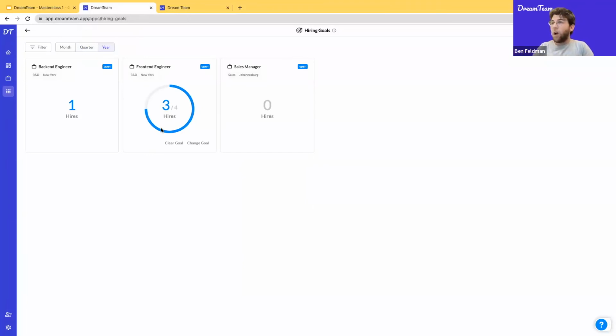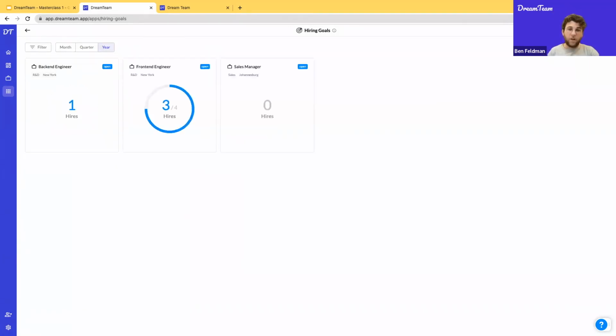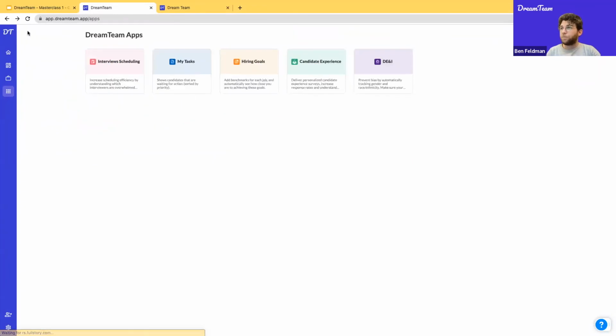This is the start of this feature. It obviously shows all of the jobs that are currently open. You can say, I only want to see the ones with goals, or you can say, I want to see everything. It is up to you.